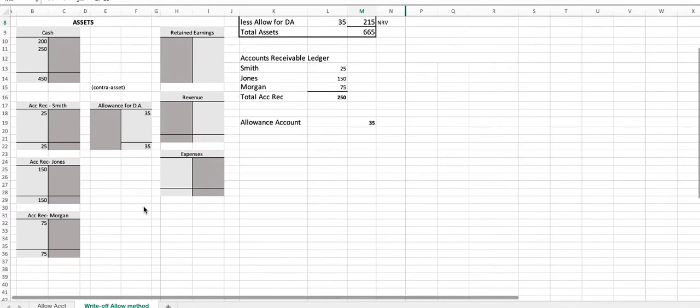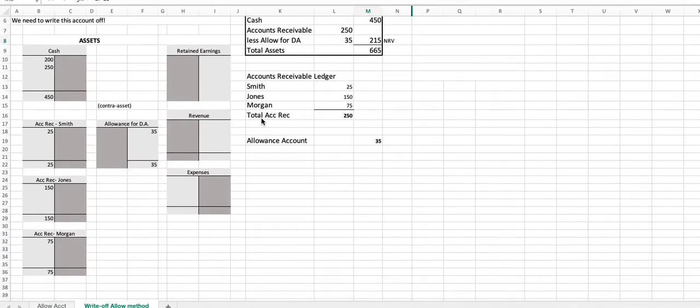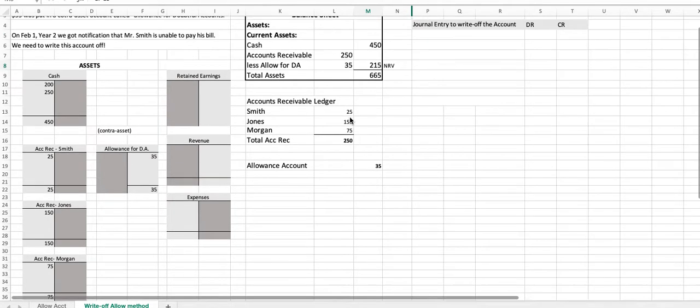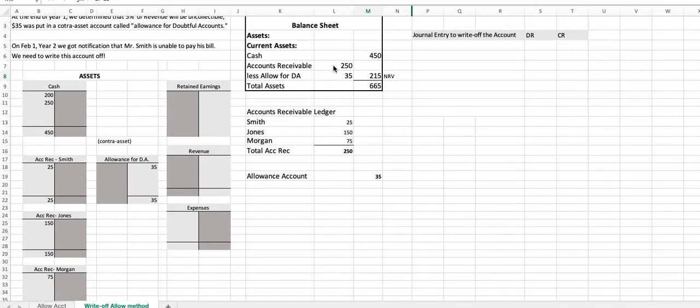So as you see here, we have three receivables. Our customers Smith, Jones, and Morgan owe us money for a total accounts receivable of $250. The way this looks on the balance sheet is accounts receivable less the allowance for doubtful accounts. Remember that contra assets go against the value of the assets, so you subtract that out to find the net realizable value. That means the amount of cash that you expect to realize or collect from those receivables.